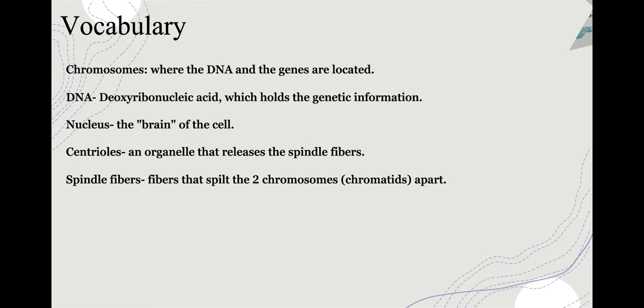So these are some vocabulary. Chromosomes. Chromosomes are where the DNA and the genes are located. DNA is deoxyribonucleic acid, and it holds the genetic information. Nucleus is the brain of the cell. So the nucleus contains the DNA. And the centrioles are an organelle that release the spindle fibers, and the spindle fibers split the two chromosomes apart. And we'll talk about that in just a minute.